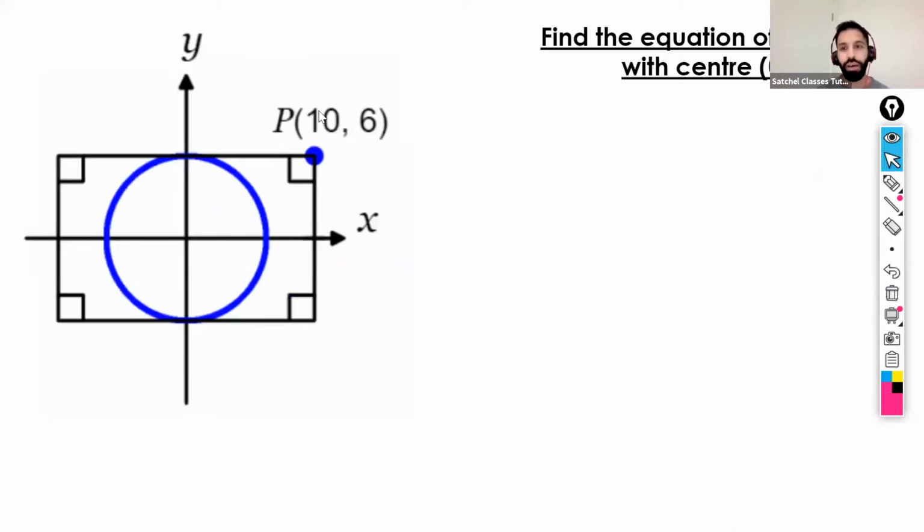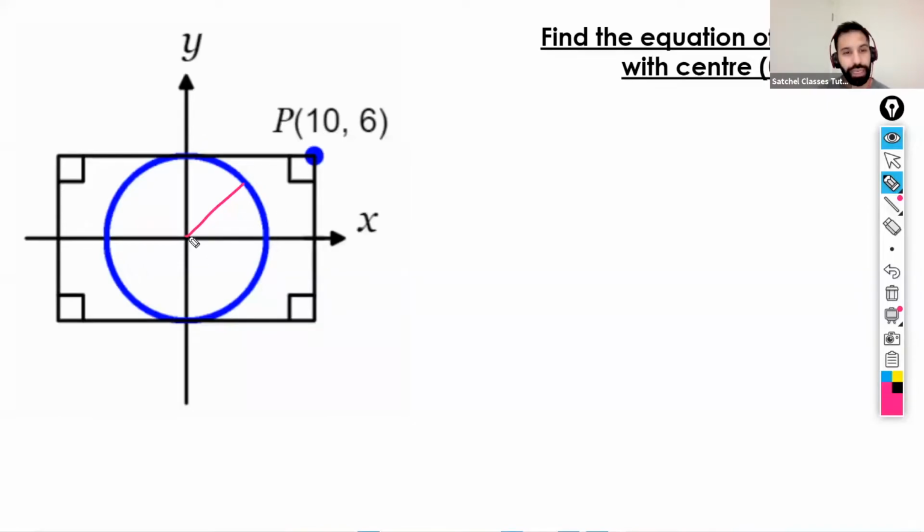This one says, find the equation of the circle with center 0, 0. So how do we go about doing this one then? Well, I need to again find the radius. That's the key part of doing this question. And this is a little bit tricky because I can't really work with anything. But again, we've been given a set of coordinates. Therefore, we need to try and make use of these.